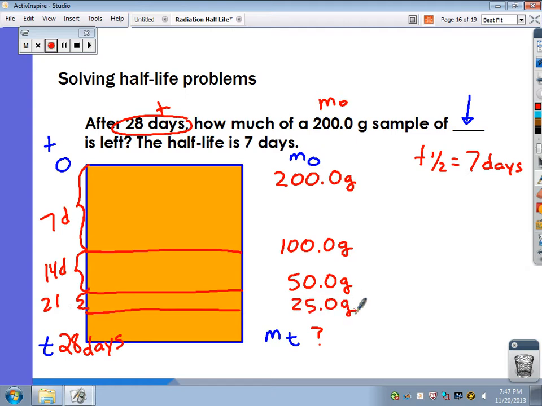I'm still not at 28 days. As a matter of fact, I need to go one more, and now I'm at 28, right? Just the 7 and 7 and 7 and 7. So how much is left? 12.5 grams. That's how much is left. So my mass at time t is 12.5 grams. Now that's a long way to do it. Let me show you a shorter way.